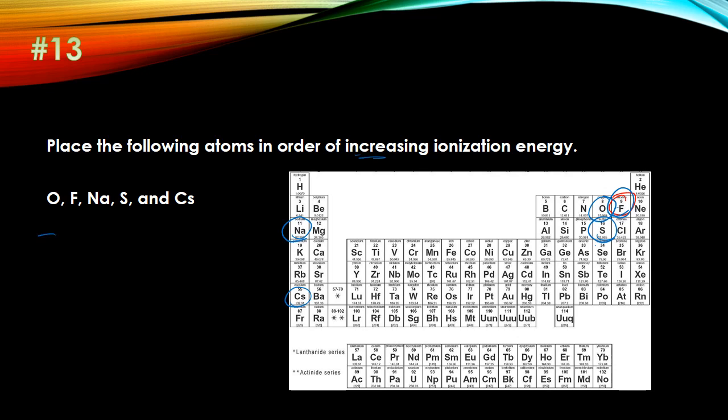Increasing, that means to go from small to large. So by small, I mean who's the easiest one to steal an electron from? Cesium is correct. Cesium is easier to take one away from, who's next? Sodium is correct. So cesium has a smaller ionization energy than sodium. Who's next? Sulfur, good. Sulfur's a little bigger. Then we have oxygen, and then we have fluorine. Yeah, he's the toughest one of all.